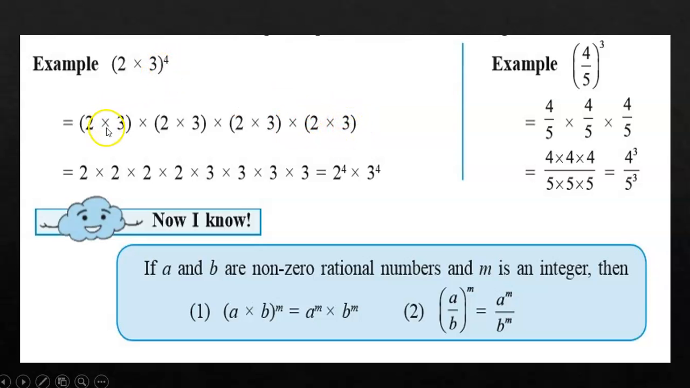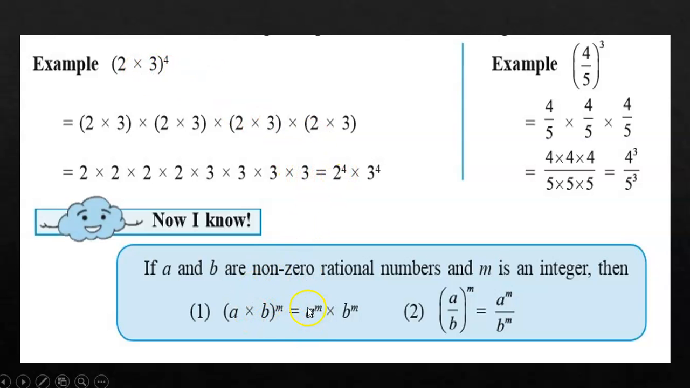So how many times that is multiplied? 1, 2, 3, 4. Now I can take all 2's on one side and all 3's on one side. So I can club all these 2's and write 2 raised to 4, and club all these 3's into 3 raised to 4. So what is the meaning of this? 2 into 3 raised to 4 means 2 raised to 4 into 3 raised to 4. This and this is the same.